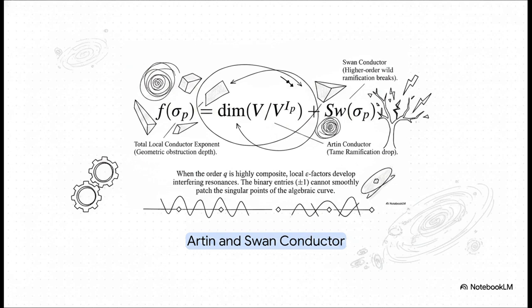This measures geometric obstruction. The total local conductor exponent breaks the ramification depth down to two distinct parts: the tame Artin conductor drop and the wild Swan conductor break, which tracks highly volatile higher-order wild ramification. When our integer Q is highly composite, local epsilon factors develop severe interfering resonances. The strict binary plus or minus 1 entries simply can't smoothly patch the singular points of the algebraic curve anymore, and this exact formula calculates the precise geometric obstruction generated by that failure.